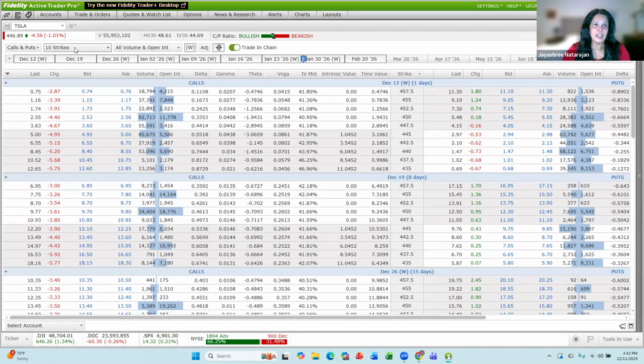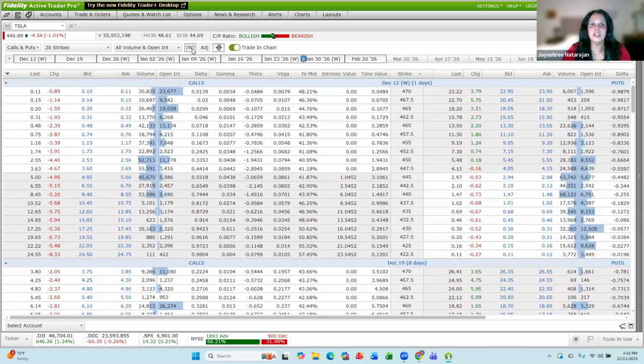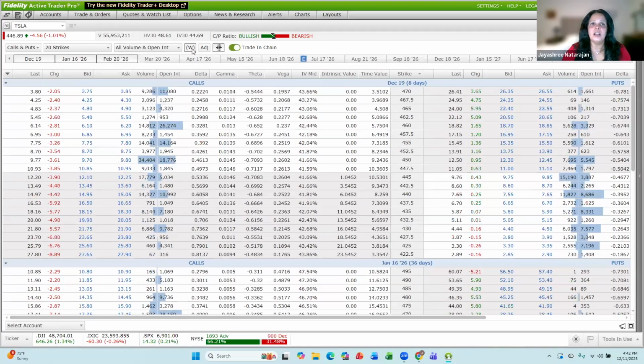What is interesting here is you can actually choose either 5 strikes or 10 strikes or 20 strikes or all strikes, or you can even give a custom range for what strikes you want to see. When you click on all strikes, it will display all the options across all the strikes available for Tesla for that particular date. If you click on this, all the weekly options will go away. If you want to trade weekly options, you can keep it on. We typically choose monthly ones, so I usually have this off. And then these are the expiry dates.